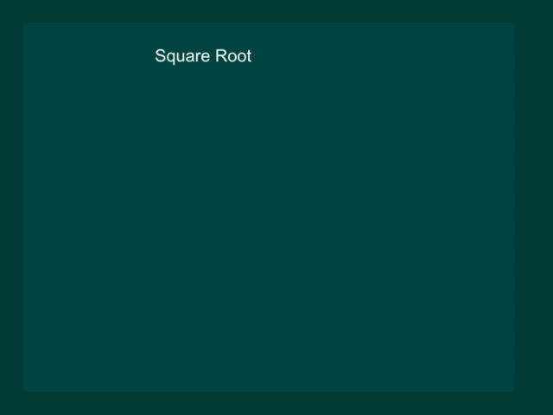Let us start with square root. We know that the opposite operation of addition is subtraction. The opposite operation of multiplication is division. Similarly, the opposite operation of squaring a number is square root.